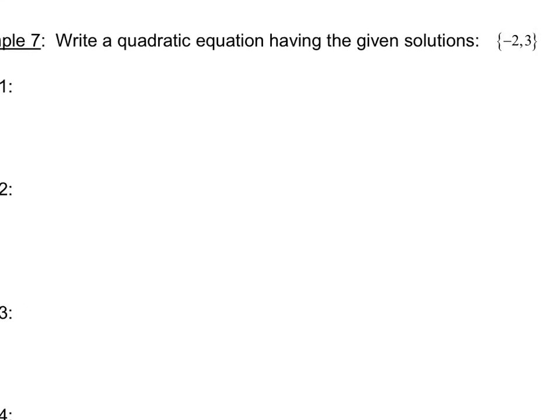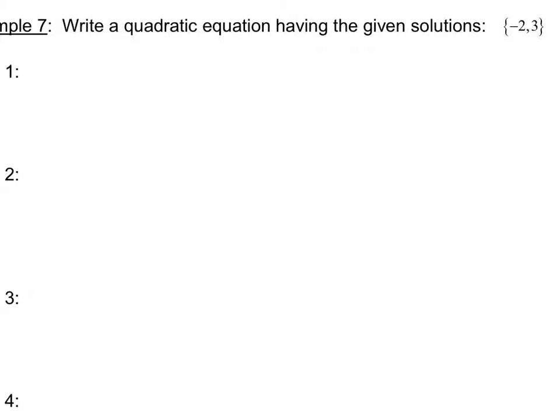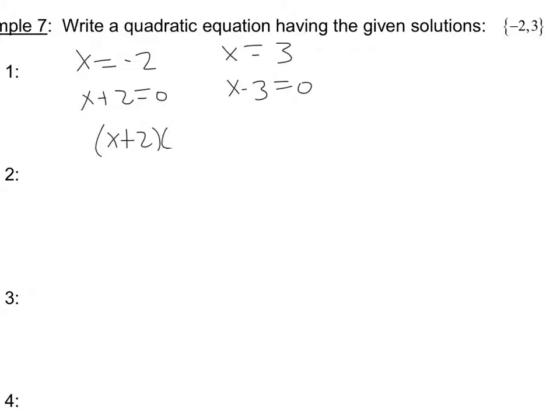Alright, so here, guys, we're going to be given the solutions. You need to write the quadratic equation. Okay? So, what we need to do here is start, you say x equaled negative 2 and x equaled 3. So this would be x plus 2 equaled 0, x minus 3 equaled 0. Okay? Now remember factoring, what we used to do is this. We'd say, remember, it looked like this, and then you'd go backwards. Okay?